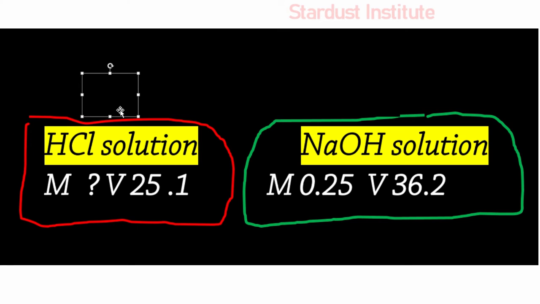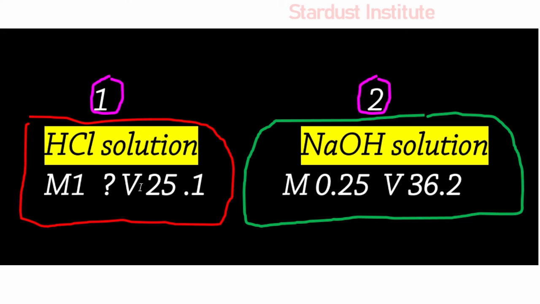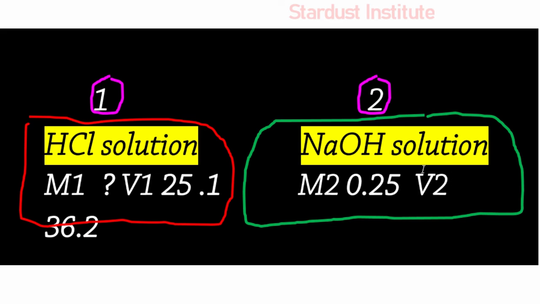We can take this HCl solution as solution number 1 and this NaOH solution as solution number 2. There's no problem if you want to take the HCl solution as number 2 and NaOH as number 1. Therefore, the molarity of the HCl solution we take as M1, and its volume as V1. The molarity of the sodium hydroxide solution we take as M2, and its volume as V2.